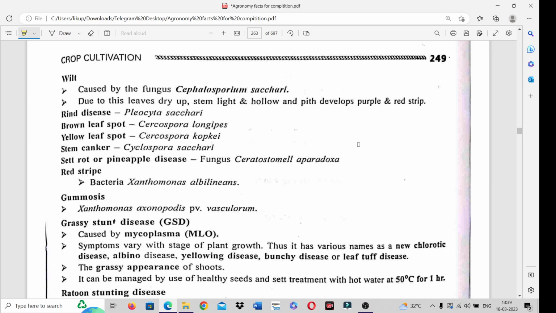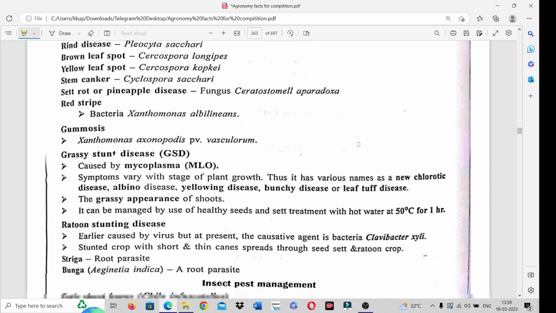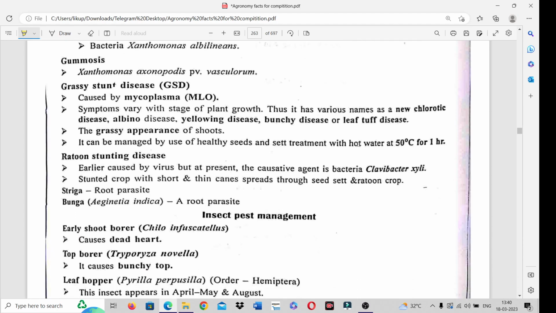Grassy shoot disease is caused by Phytoplasma. Brown leaf spot is Cercospora longipes. Yellow leaf spot is Cercospora koepkei. Stem canker is Cytospora sacchari. Sett rot or pineapple disease is caused by the fungus Ceratocystis paradoxa. Red stripe is Xanthomonas albilineans. Brown stripe and mosaic are also seen. Grassy shoot disease is caused by a mycoplasma-like organism.